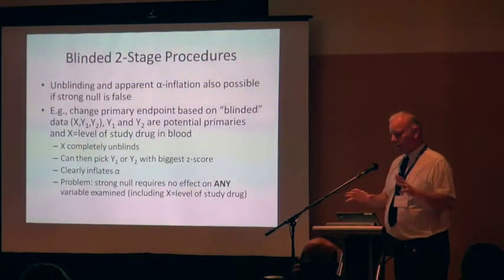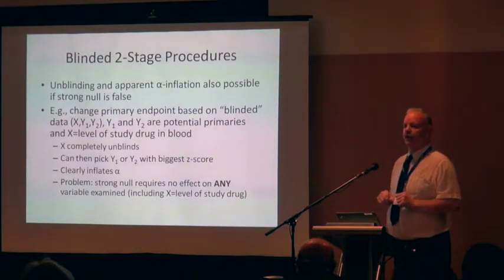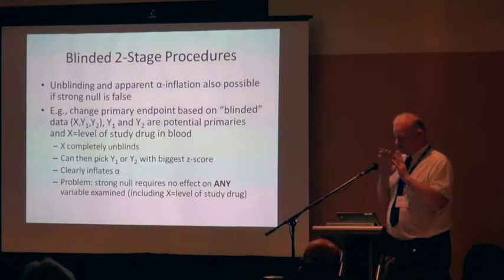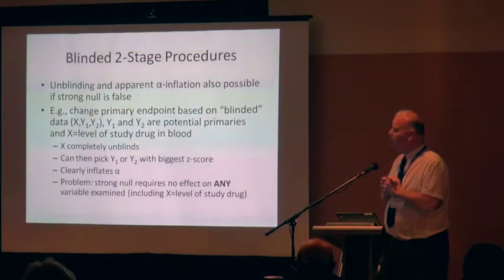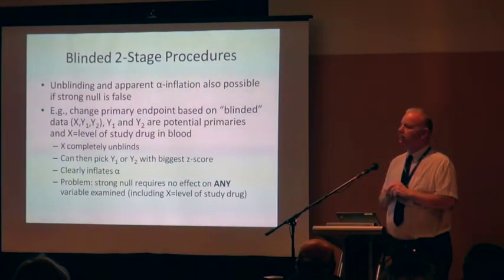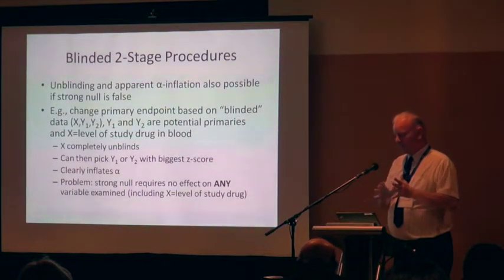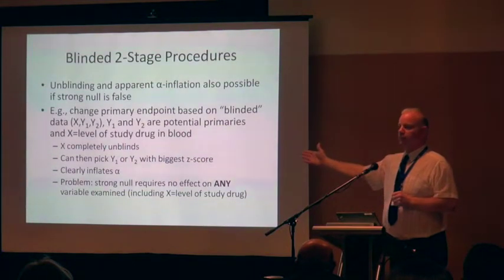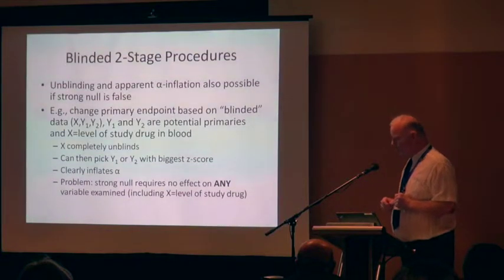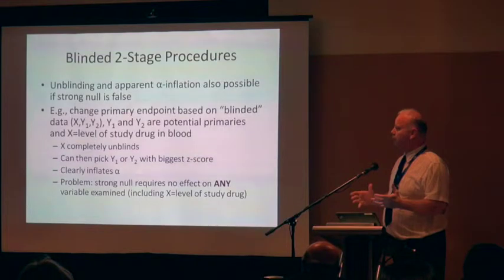You are not going to look at the treatment labels, but you're going to look at a covariate and each of the two endpoints. Remember, this is blinded to treatment, except that the covariate is the amount of study drug in your blood. Obviously, even though you didn't physically look at the treatment labels, you essentially did by looking at a covariate that is going to completely unblind. So if you're allowed to do that, then you're going to completely unblind yourself.